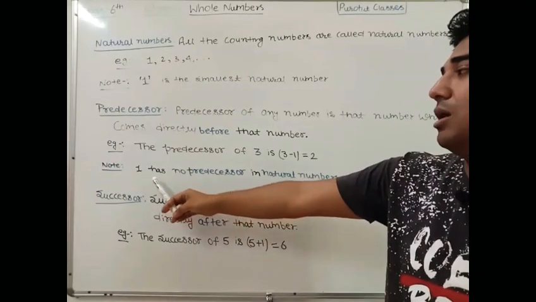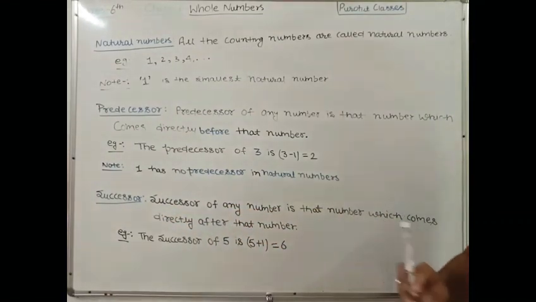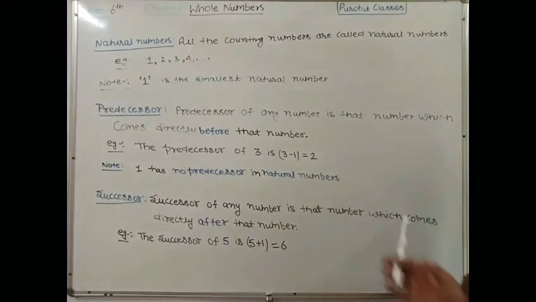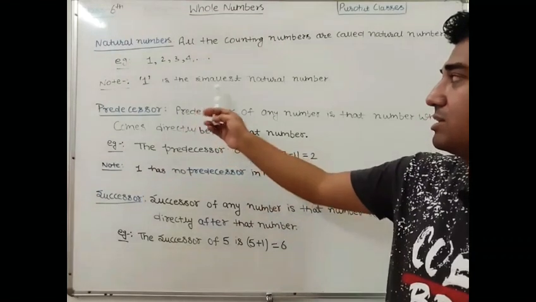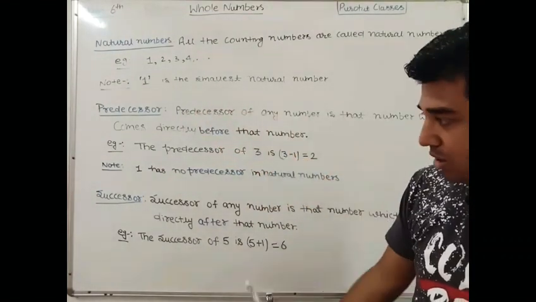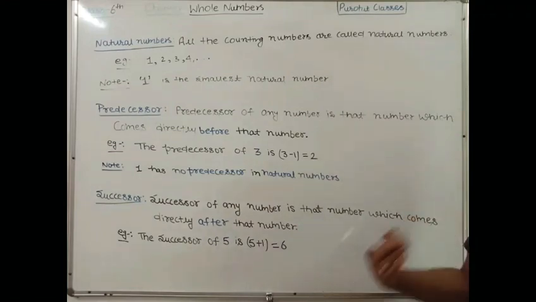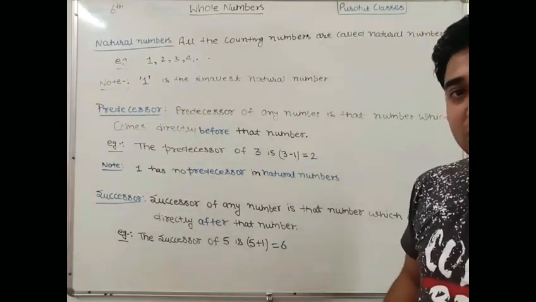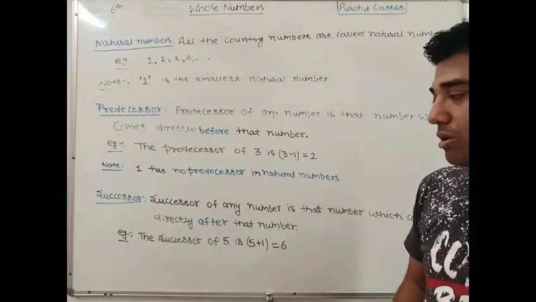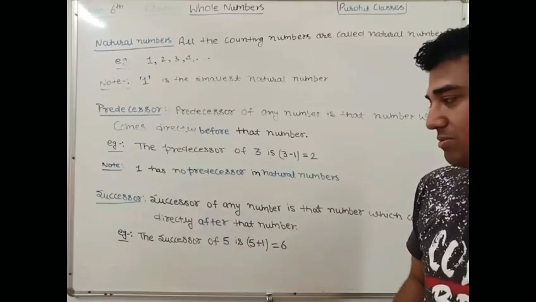Note, I have written here that 1 has no predecessor in natural numbers. If we are only looking at natural numbers, 1 has no predecessor because 1 is the smallest natural number. Understood? Next is the successor. The successor of any number is that number which comes directly after that number. If I ask you what comes after 3, what will be your answer? 4. So 4 is the successor of 3, or the successor of 3 is 4. In both ways we can say.